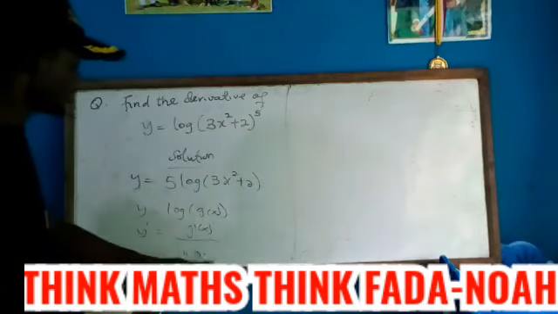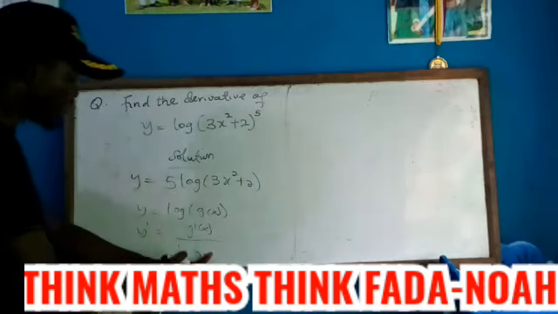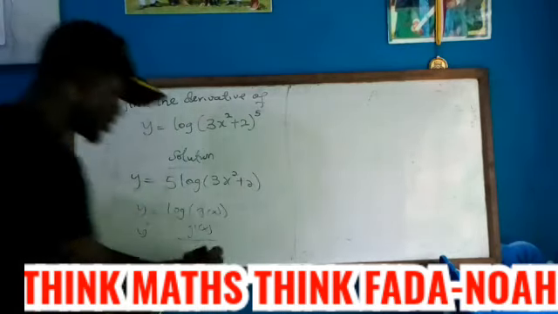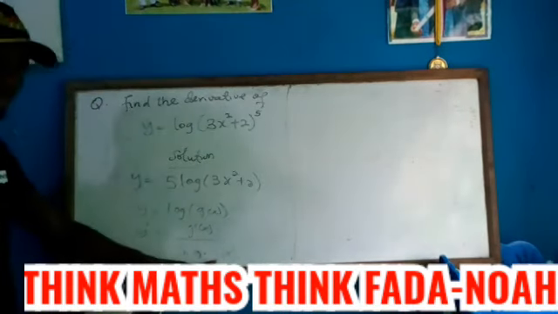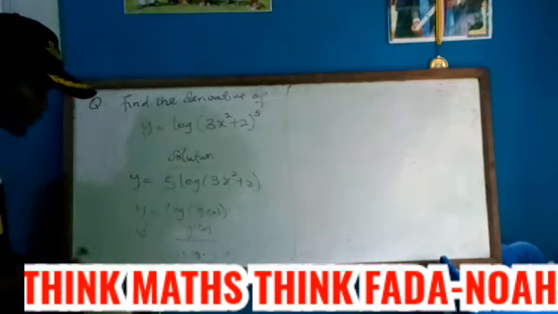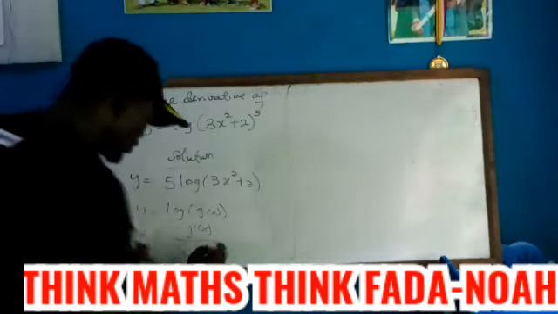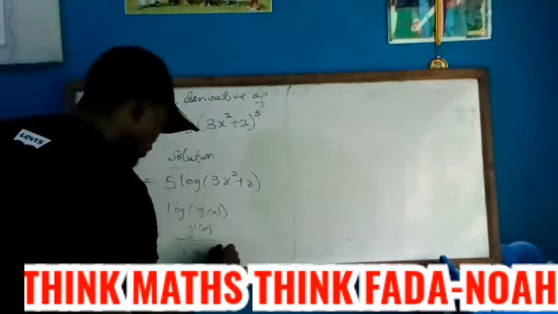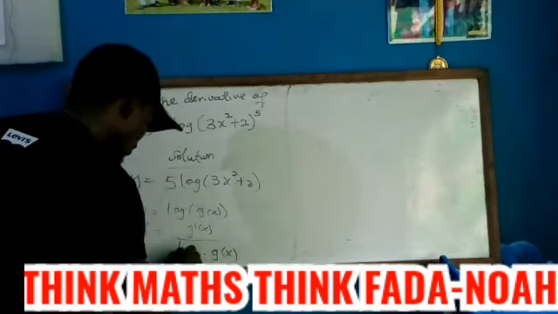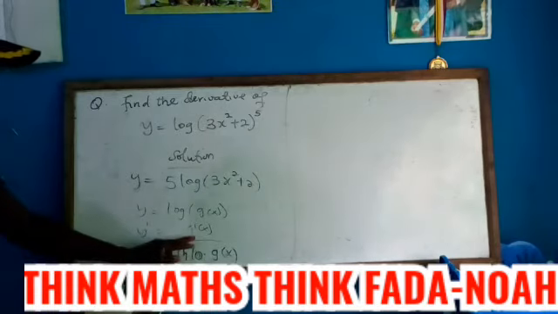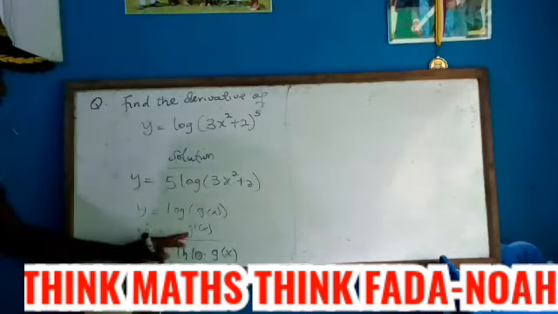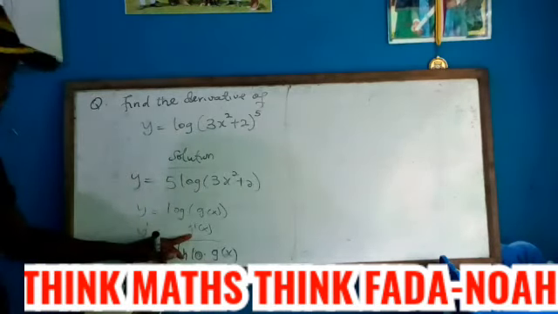times the original function, which is g of x. So times your g of x. Alright. So now the most important thing here is for us to find our g prime of x.